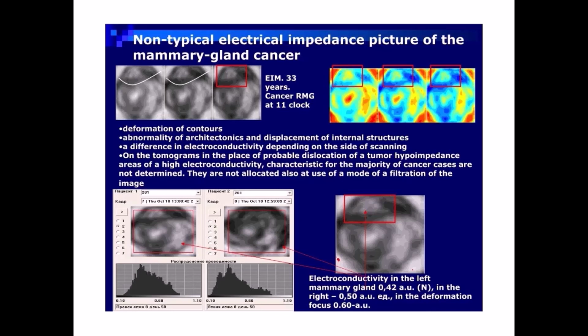EIM, 33 years. Cancer of the right mammary gland at 11 o'clock. Deformation of contours, abnormality of architectonics and displacement of internal structures. A difference in electroconductivity depending on the side of scanning. On the tomograms in the place of probable dislocation of a tumor, hypoimpedance areas of high electroconductivity, characteristic for the majority of cancer cases, are not determined. They are not allocated also with use of a mode of filtration of the image. Electroconductivity in the left mammary gland is 0.42 AU, normal, in the right 0.50 AU. Dot in the deformation focus 0.60 AU.